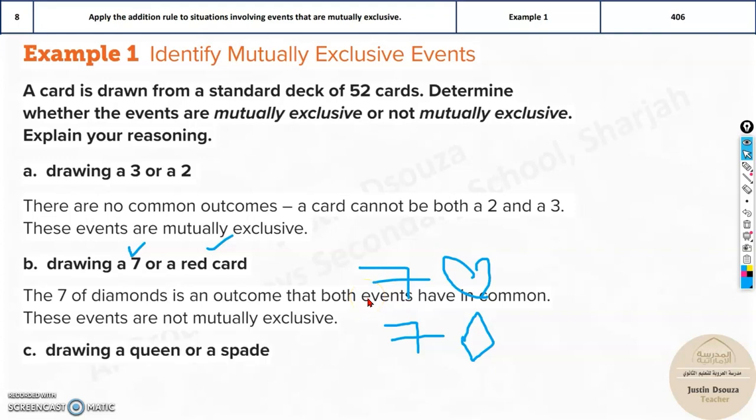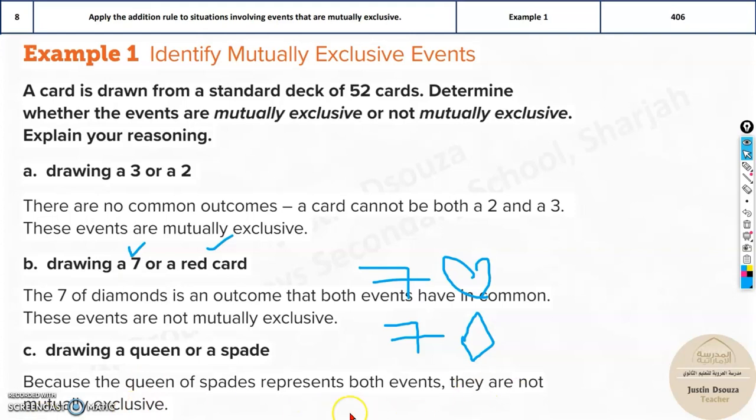Now, over here you try by yourselves, queen or a spade. A spade is a suit. Queen, there are all 4 types of queens: spades, clubs, hearts, and diamonds. So this is also not a mutually exclusive event. Why? Because the queen can be both a spade and a queen. It can be together. So that's the answer. Just look at the problem.